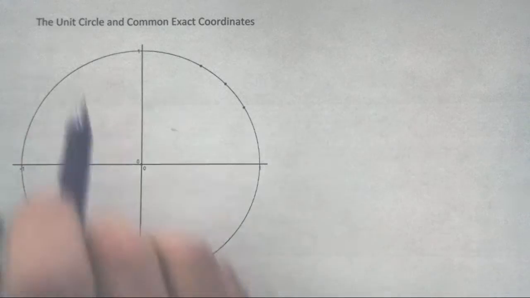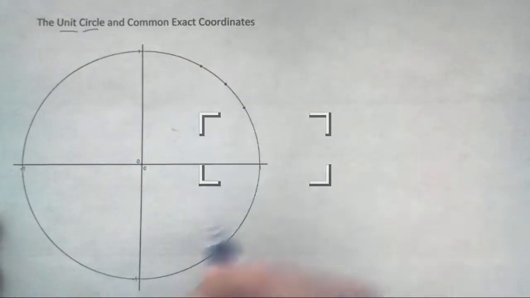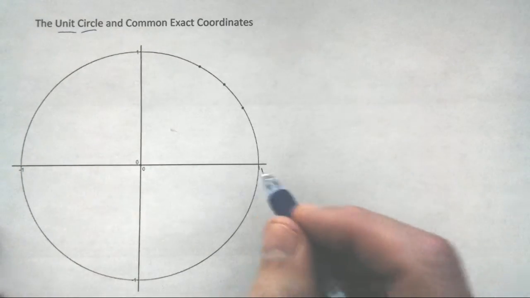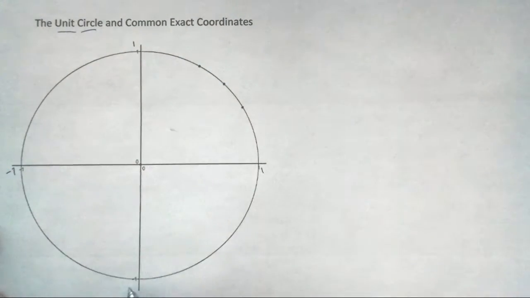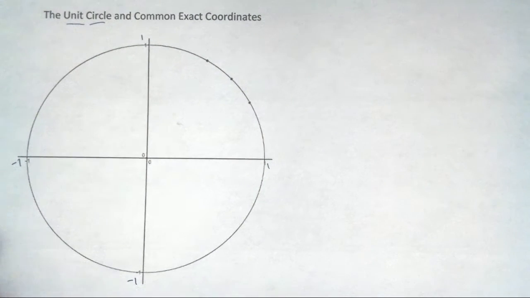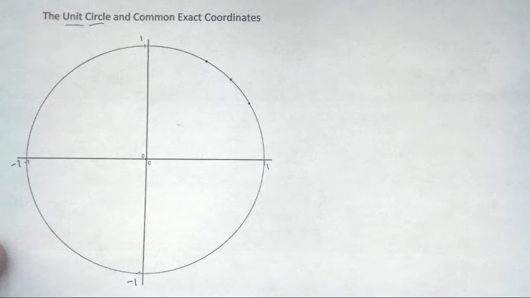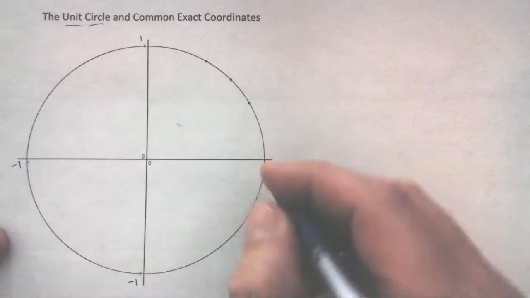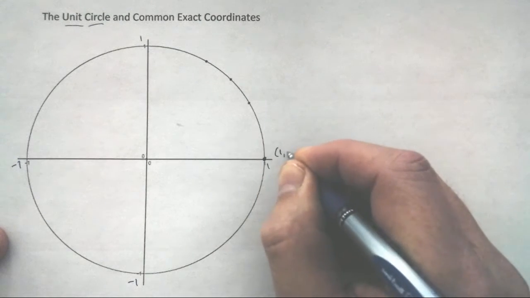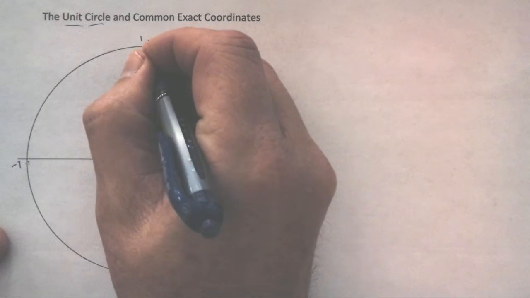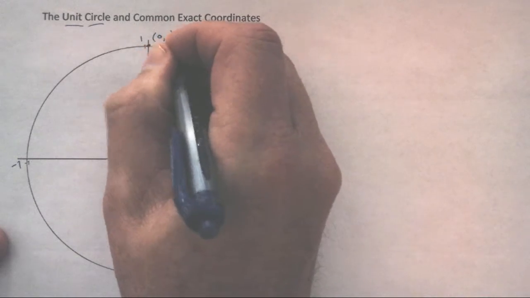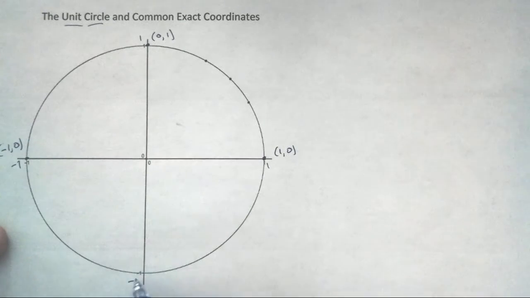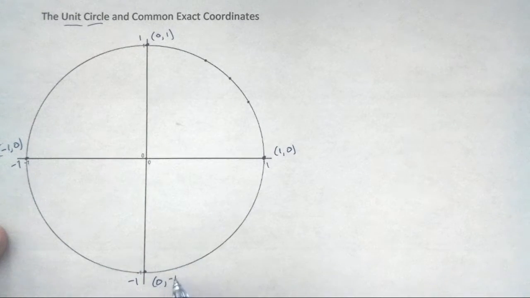So what we're looking for is on our unit circle, meaning the radius is 1. I think perhaps you can see these. This is a 1 here, this is a 1, we're over here at -1, we're down here at -1. That's why it's called a unit circle. It has a radius of 1. What we're looking for are common exact coordinates that lie on that circle. So for instance, right here we have 1, 0. That's pretty simple. Right up here we have the point 0, 1. Pretty simple. Over here, -1, 0, and down here, 0, -1.